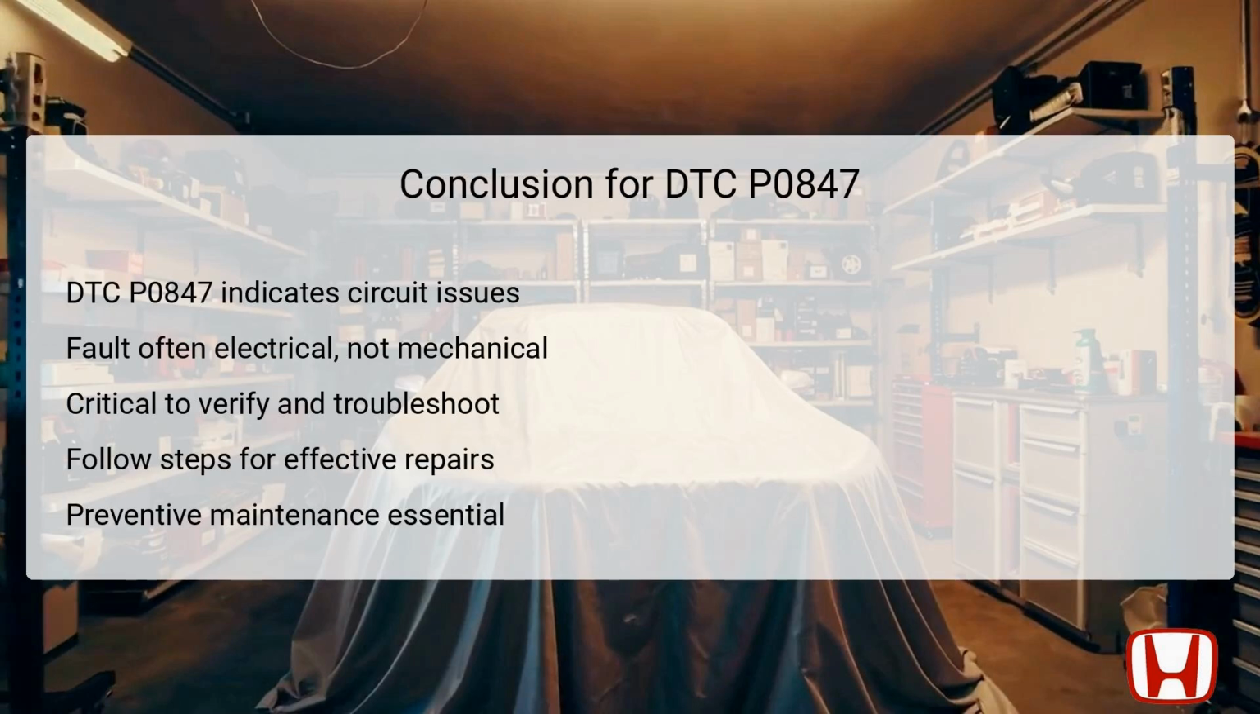In conclusion, DTC P0847 highlights a significant issue within the transmission's electrical circuit, specifically the transmission fluid pressure switch B. Understanding that this code primarily indicates electrical faults rather than mechanical failures is crucial for effective troubleshooting and repair. Following the structured troubleshooting steps outlined ensures a methodical approach to accurately diagnosing the issue.